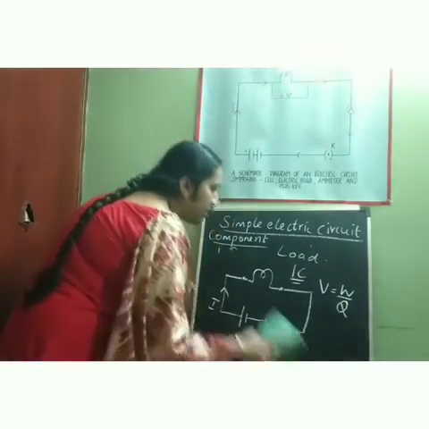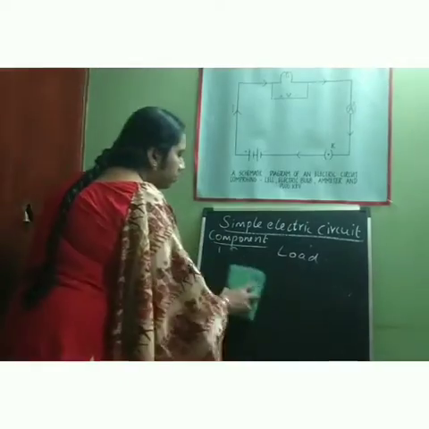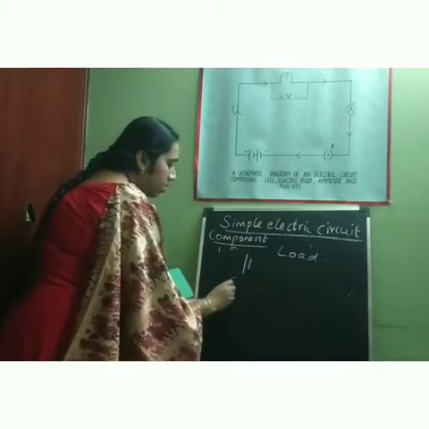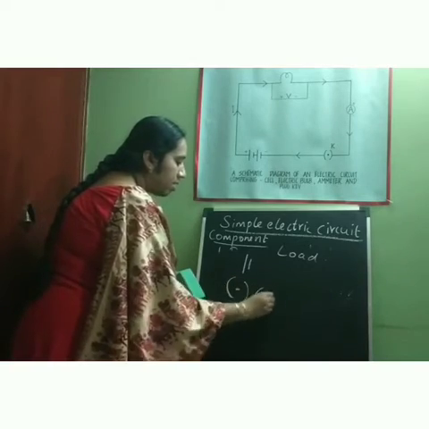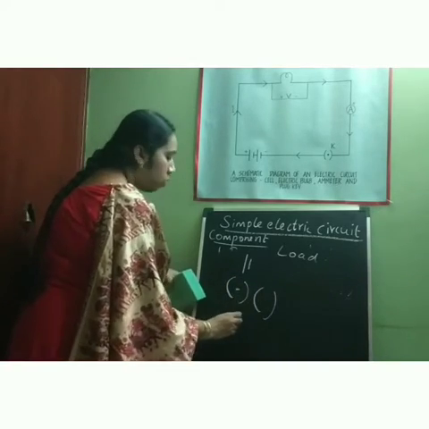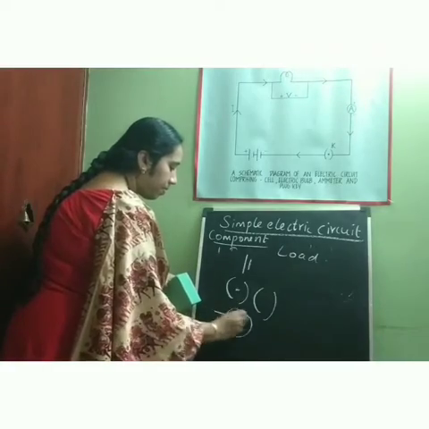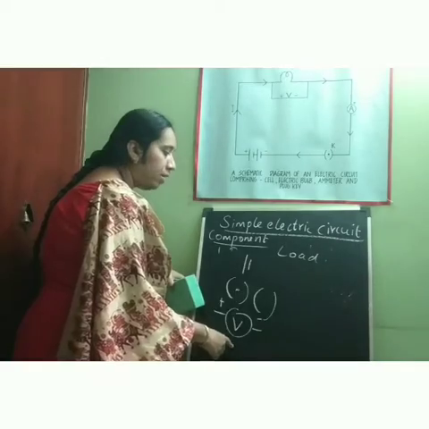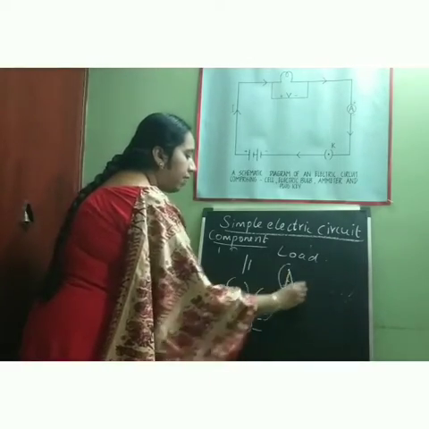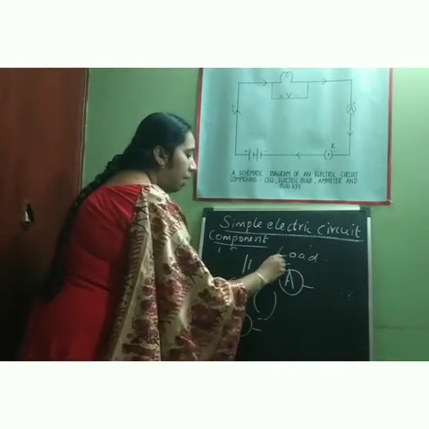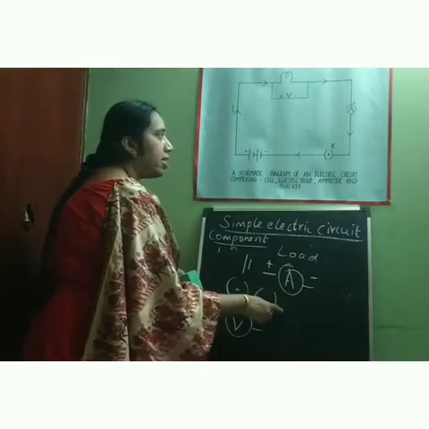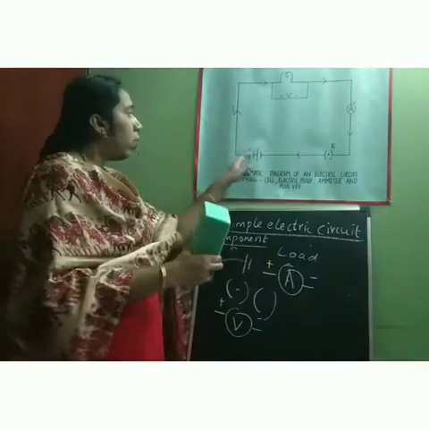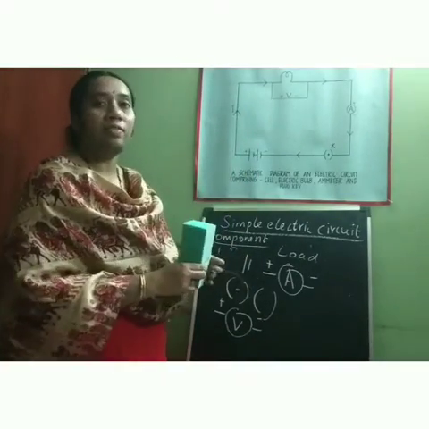These are the conventional symbols. For the battery, the conventional symbol is like this. For the key, this is closed, this is open. Next, for the voltmeter, this is the conventional symbol. The voltmeter should be connected in parallel to the circuit. This is the conventional symbol of the ammeter. The ammeter should always be connected in series to the circuit. So, to draw an electric circuit, you only have to use the proper conventional symbols.